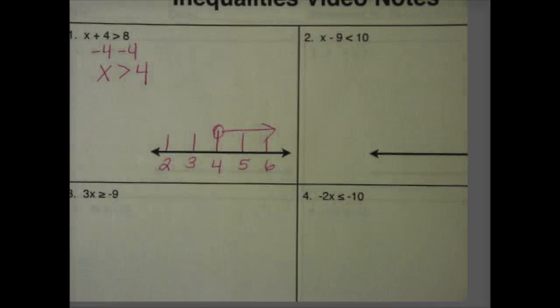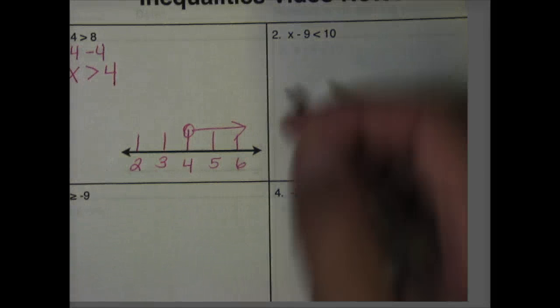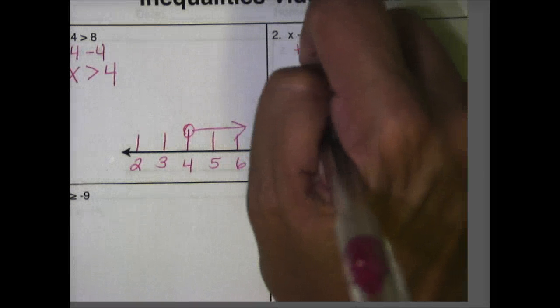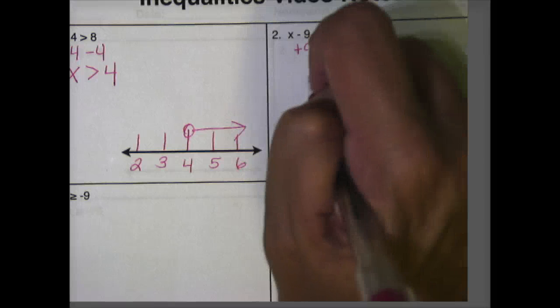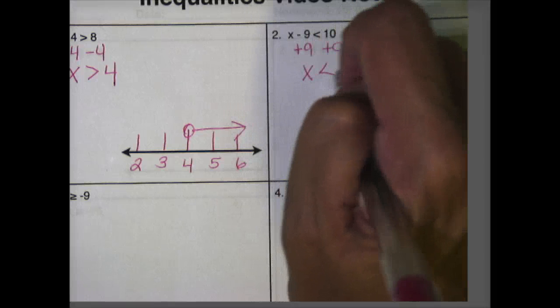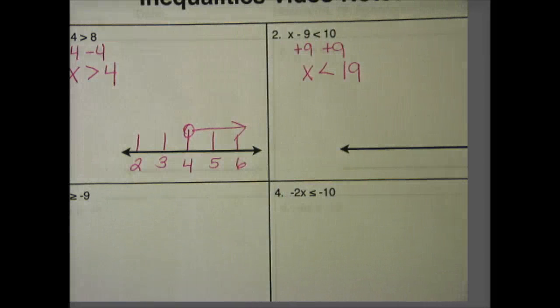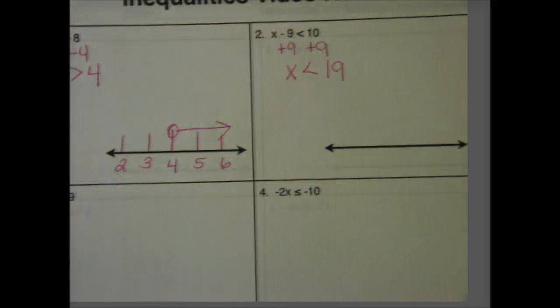Number 2, x minus 9 is less than 10. We have negative 9, so we need to add 9 to both sides. So x is less than 19. We didn't multiply or divide by a negative, so our rule doesn't come into play.